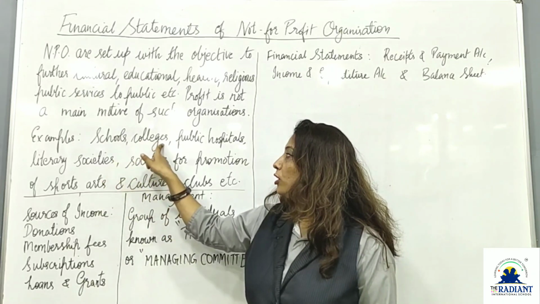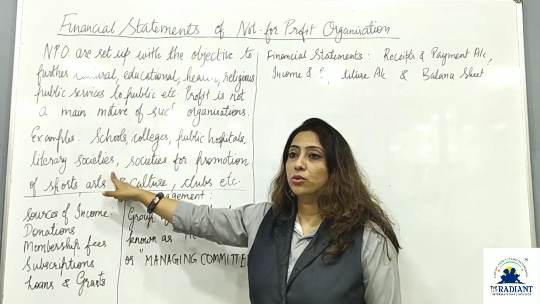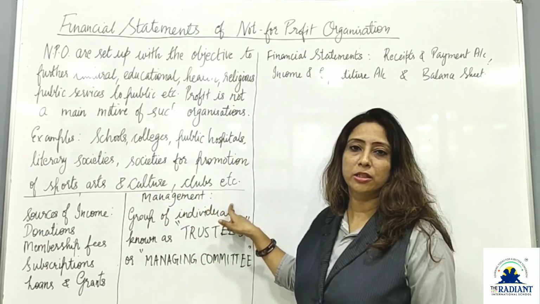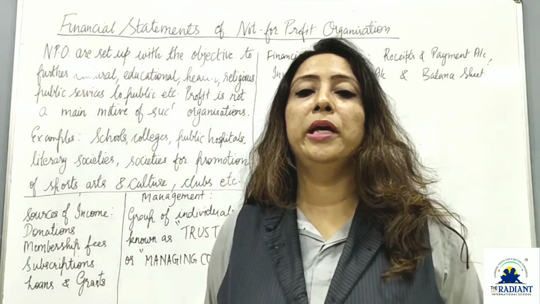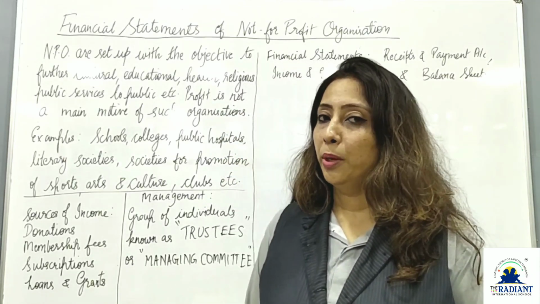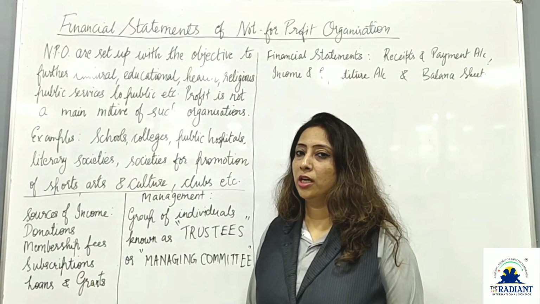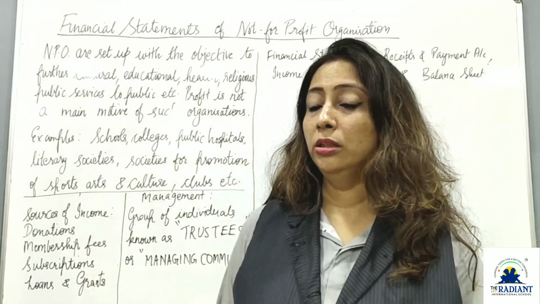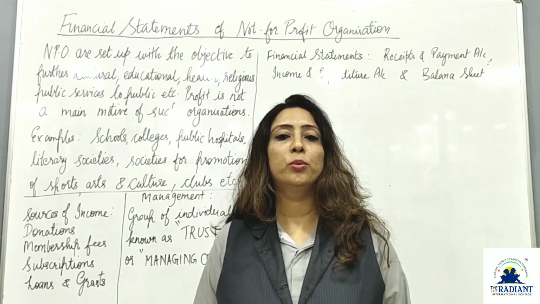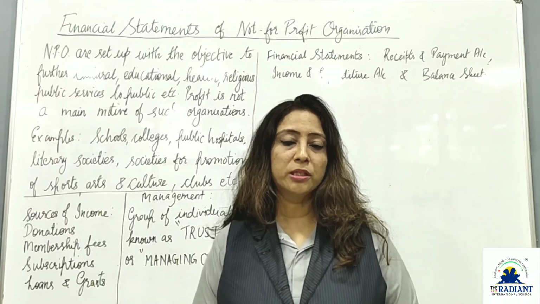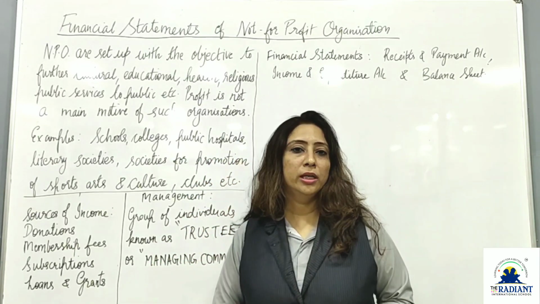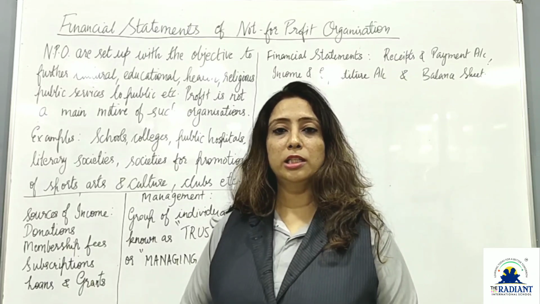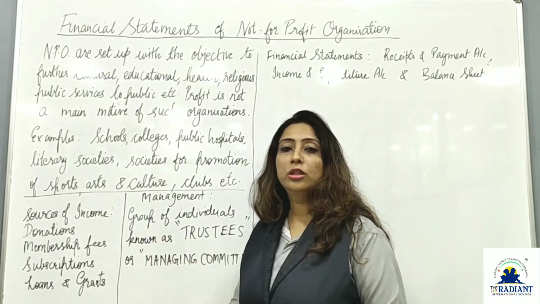Examples are schools, colleges, public hospitals, literary societies, societies for promotion of sports, arts and culture, and clubs. Basically, the main purpose of NPOs is to provide services to the public by charging them reasonable fees. Now obviously, whenever an organization needs to run, it needs funds. In a sole proprietorship, the owner invests the money himself, but a non-profit organization has to depend on funds given by different people, the rich class people who are willing to donate to the organizations.